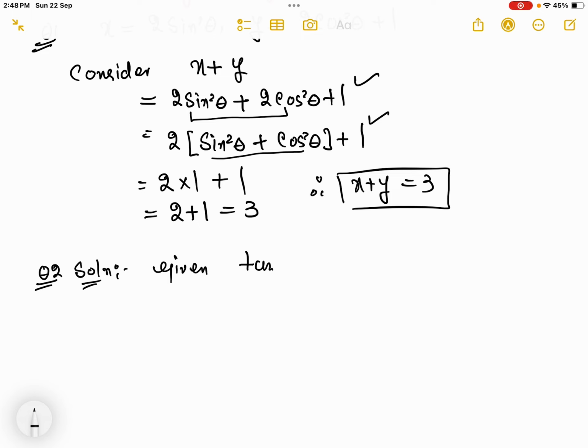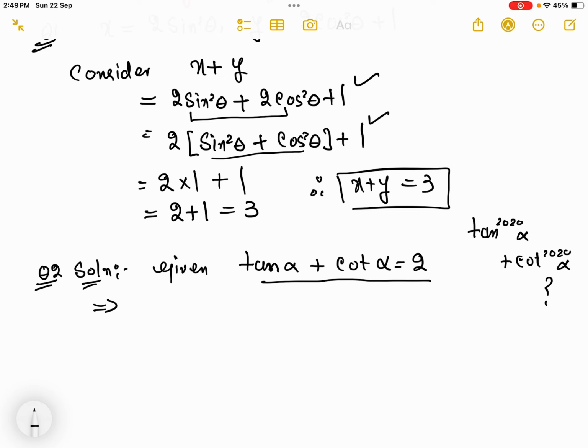I am given that tan alpha plus cot alpha is equivalent to 2. I have to find the value of tan power 2020 alpha plus cot power 2020 alpha. So from this expression I will start. I will write tan alpha as such, no problem. Plus, we know that cot is the reciprocal of tan. Cot is equivalent to 1 by tan and tan is equivalent to 1 by cot. So in place of cot alpha, I will write 1 by tan alpha, and that is equivalent to 2.